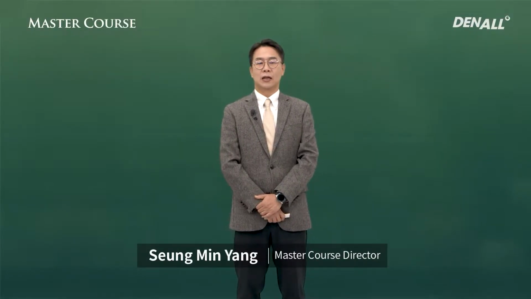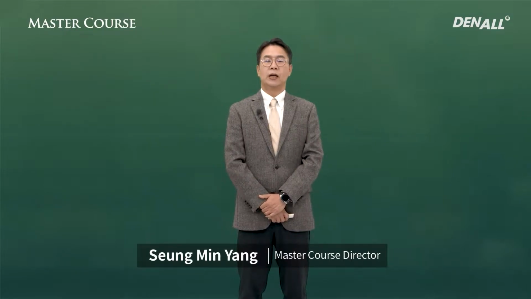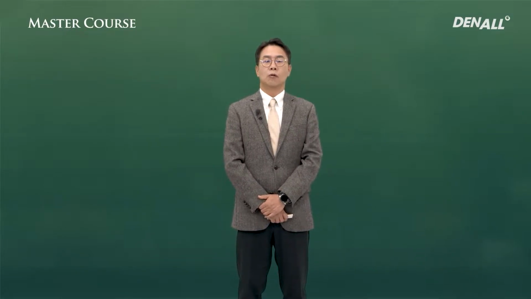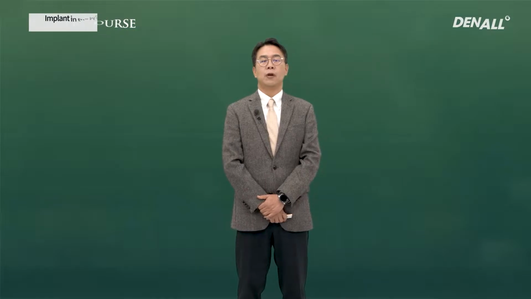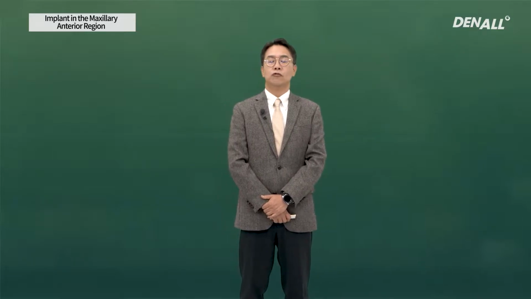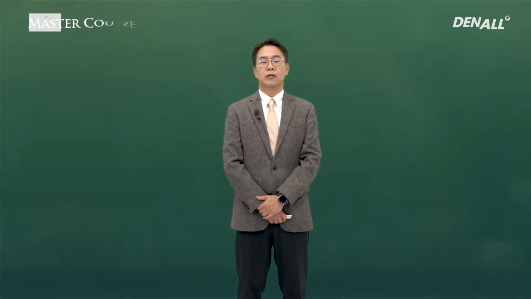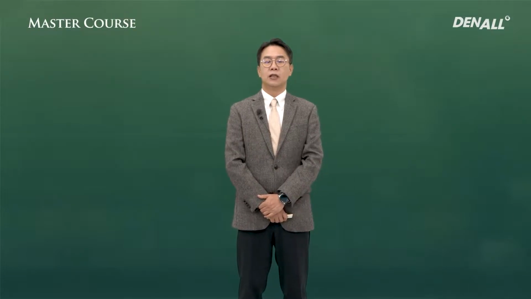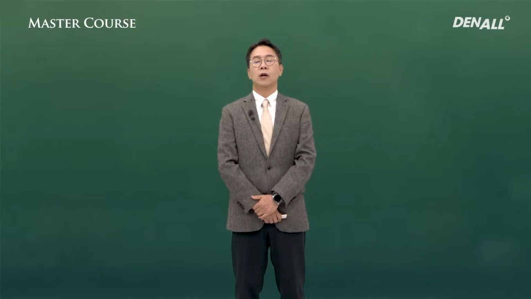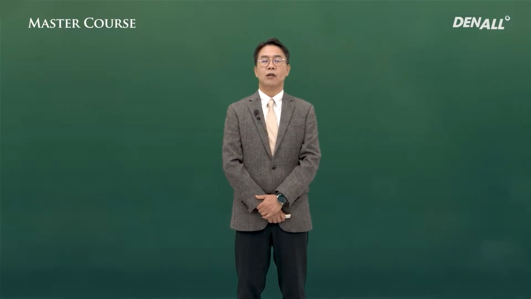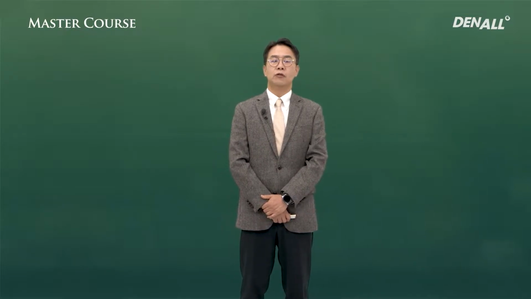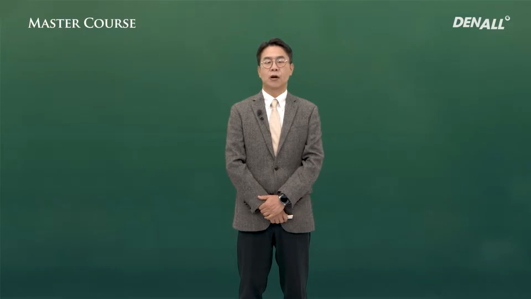The anterior maxilla is an aesthetic area to place an implant. So many things need to be considered for successful upper anterior restoration. Aesthetics of the restoration as well as the aesthetics of the surrounding soft tissue is essential. For that, the implant placement depth is very important. Today, I'm going to talk about the implant treatment process and the components of aesthetics.